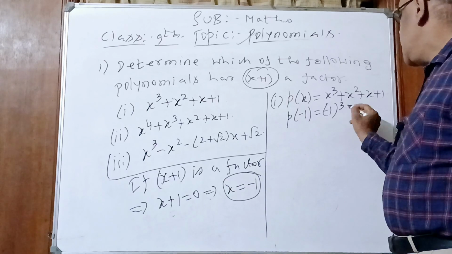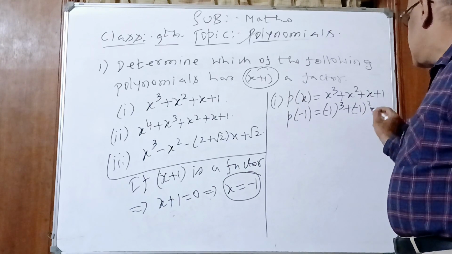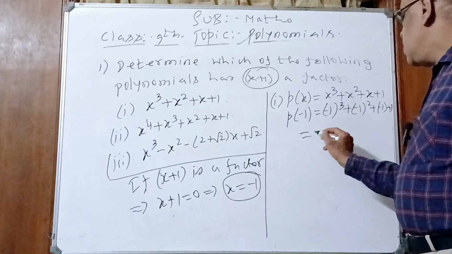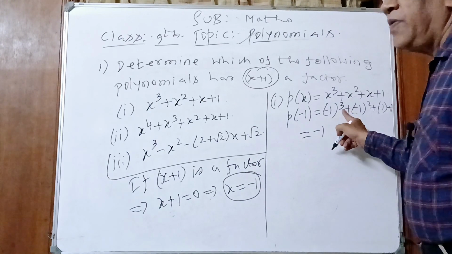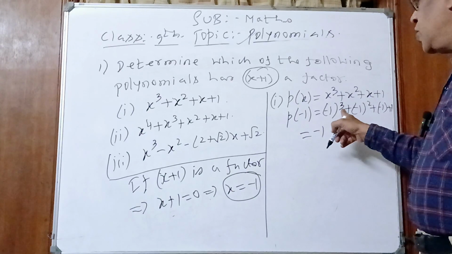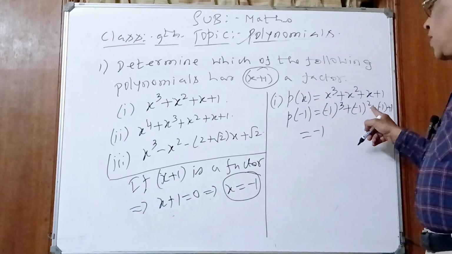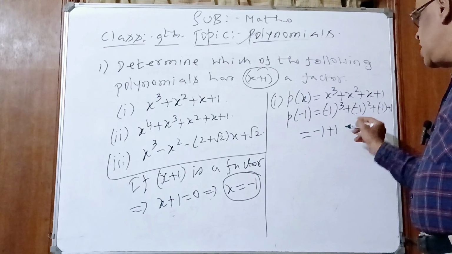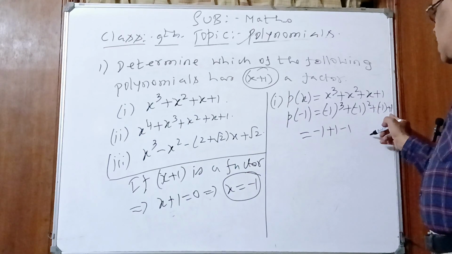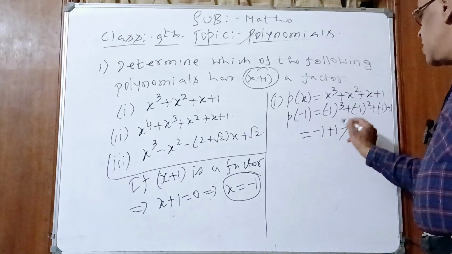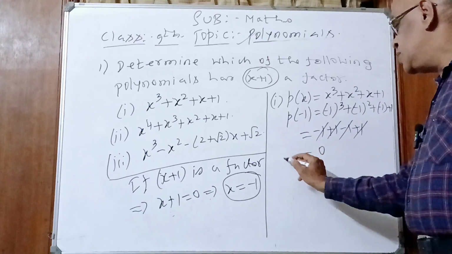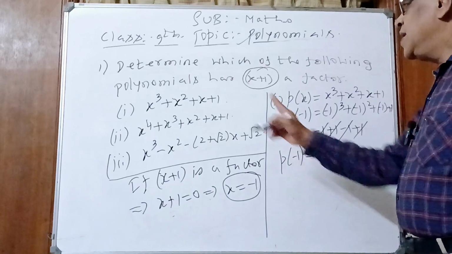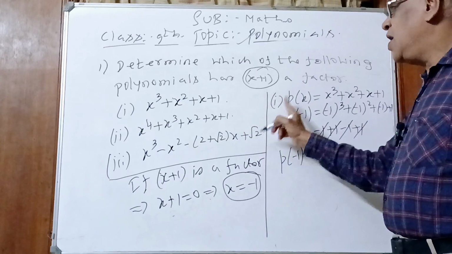Be careful. Minus 1 cube plus minus 1 square plus minus 1 plus 1. What is minus 1 whole cube, children? Minus 1. What is the power? 3. When the power is 3, which is odd, the negative sign remains. Here the power is even. Minus 1 into minus 1 plus 1: plus into plus is plus, minus into plus is minus 1. Last term plus 1. So minus 1 plus 1 minus 1 plus 1. What is the answer? 0. What is P of minus 1? It is 0. Yes, x plus 1 is a factor of this one.